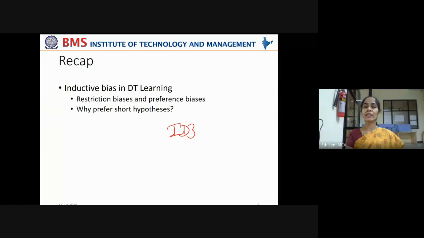Whereas in the ID3 algorithm, in the hypothesis space, you have optimal solutions, but you select the solution which is small and simple, right? You're trying to prefer among the optimal solutions. That is why it is called preference bias.